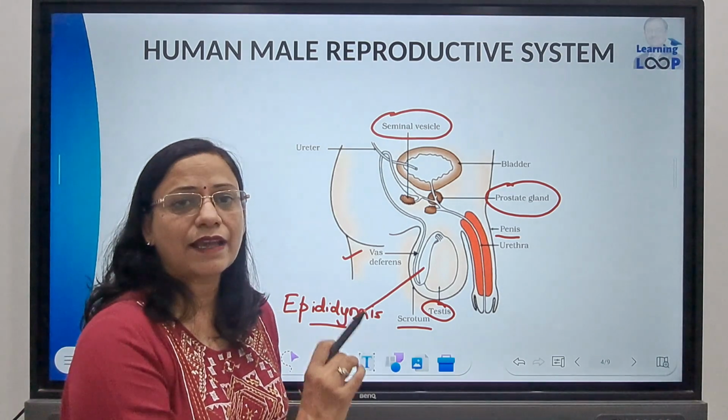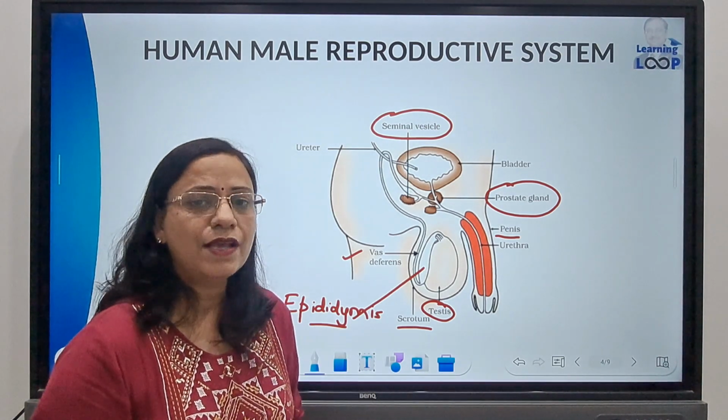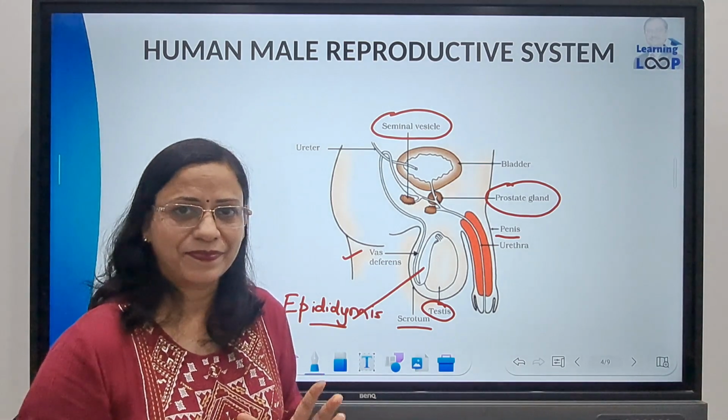Please remember, this diagram is extremely important. You may be asked to draw it, you may be asked to label it. So practice it well, right?